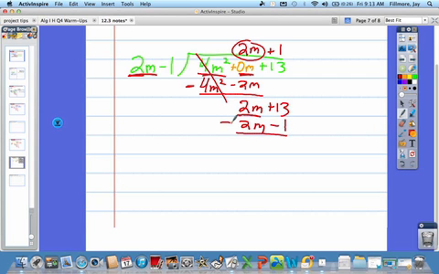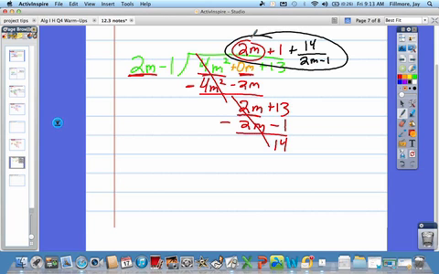And we subtract these, so these will cancel. 13 minus negative 1 is really 13 plus 1, which is 14. Our remainder is 14. So our remainder up here is 14. We put it over our divisor, 2m minus 1. There's our final answer: 2m plus 1 plus 14 over 2m minus 1.